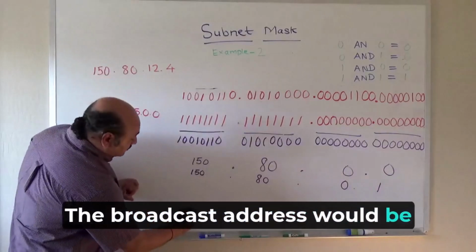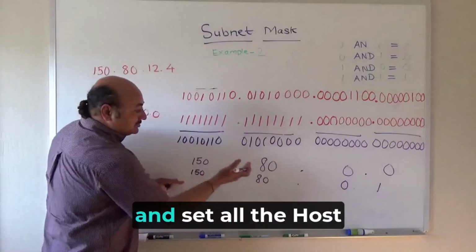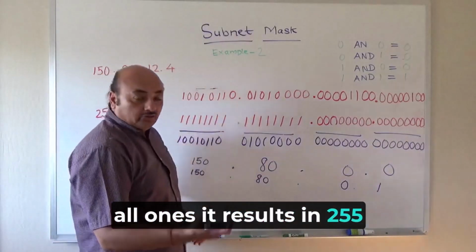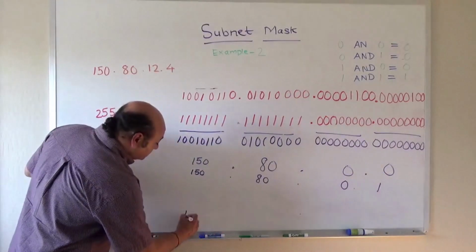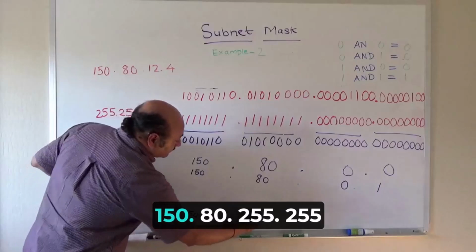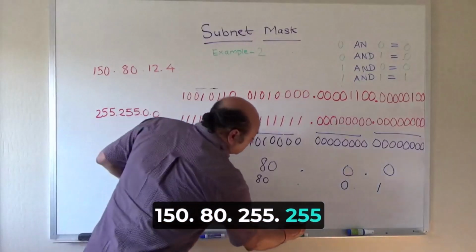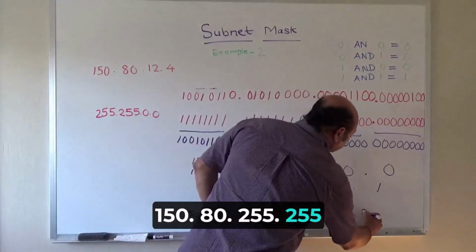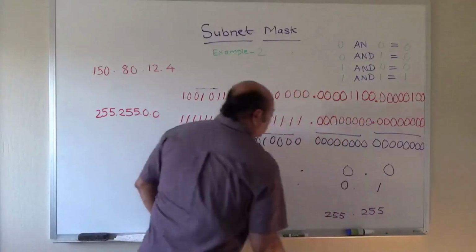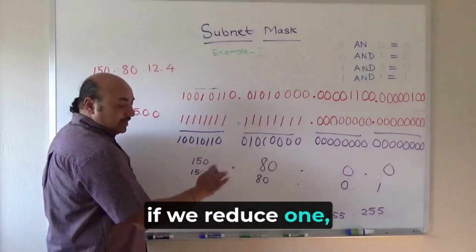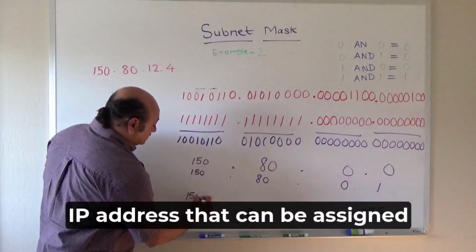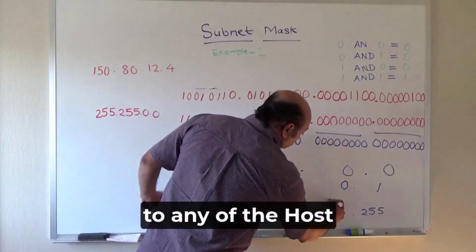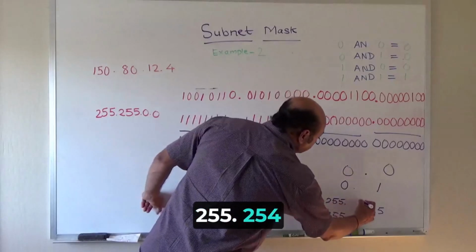The broadcast address would be when you leave the network portion as it is and set all the host bits to ones, all ones, it results in 255 value. So it gives us 150.80.255.255. And from this, if we reduce 1, that will give us the last IP address that can be assigned to any of the hosts, 150.80.255.254.